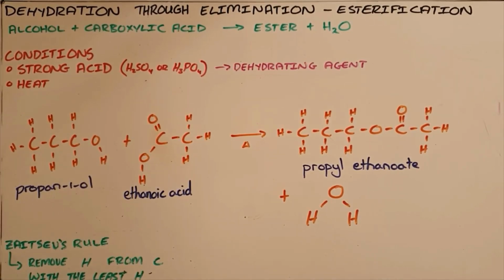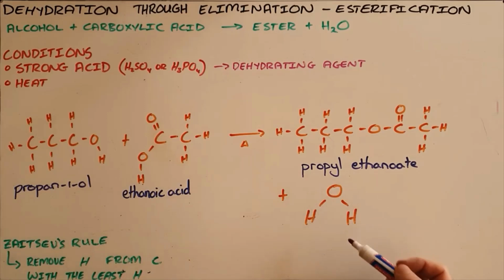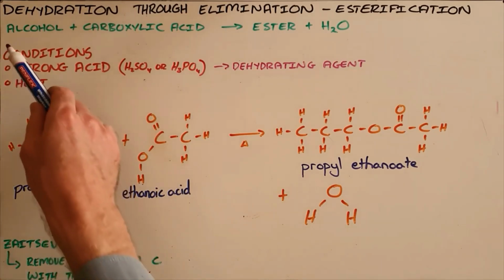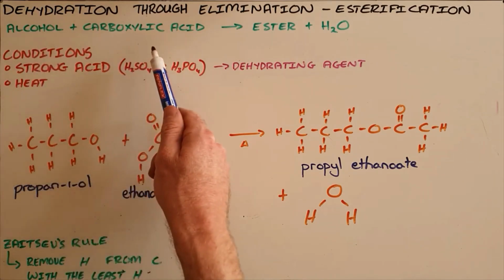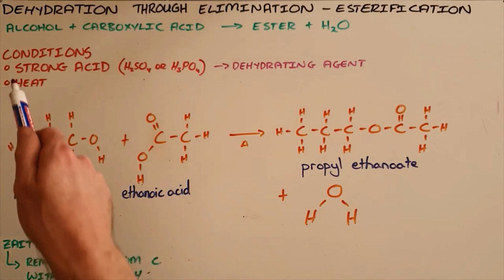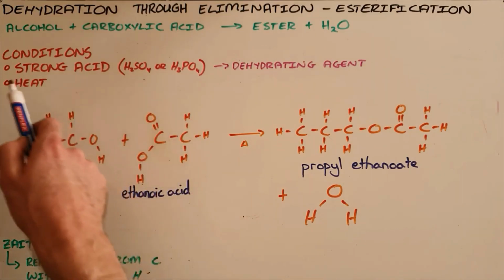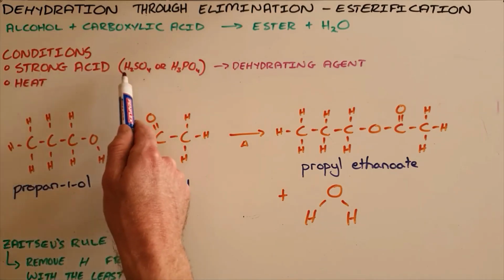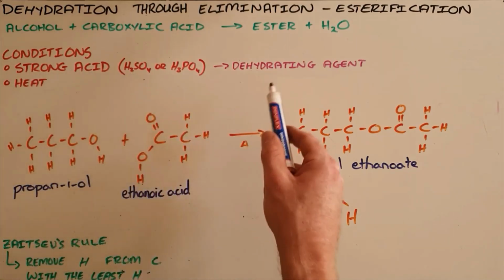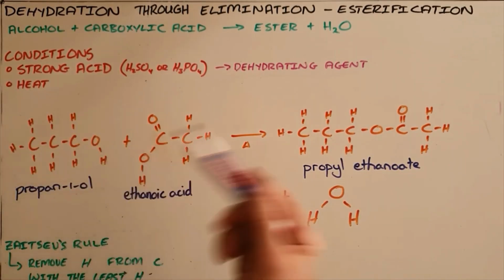Esterification can also be called a dehydration through elimination reaction because it also eliminates or gives off a water molecule. The esterification reaction, the general word equation, says that it is an alcohol plus a carboxylic acid that reacts to form an ester and water. The conditions are the same as a normal dehydration through elimination reaction, in that a strong acid, either sulfuric or phosphoric acid, is required as a dehydrating agent, and the solution is required to be heated.